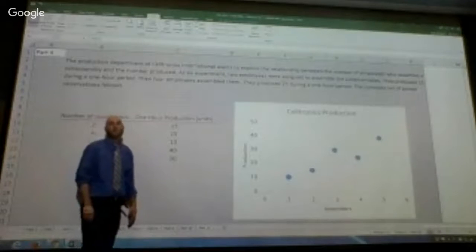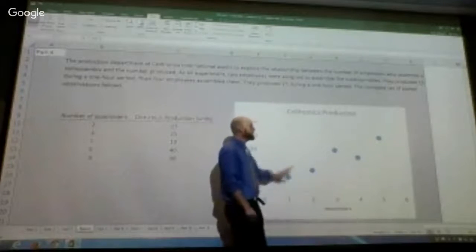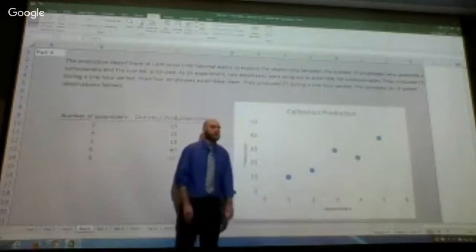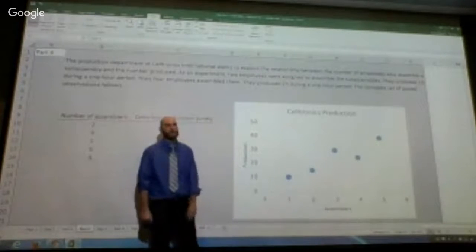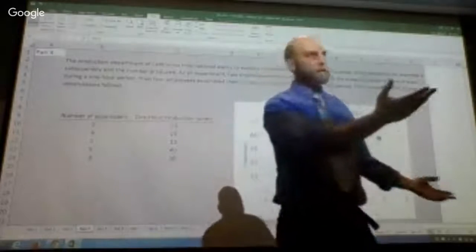Does it appear as though the more people you have working, assemblers, leads to an increase or a decrease in the amount of widgets produced? More people means more or less? More. More people means more stuff. Positive or negative relationship? Positive. Is that clearly positive? Yeah, clearly a positive relationship. That's likely going to be a strong correlation.